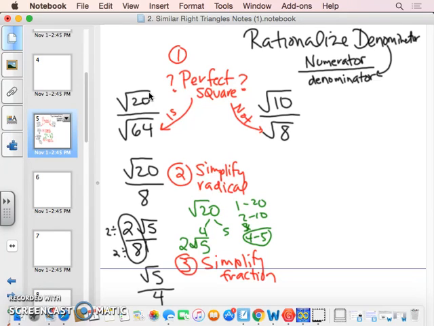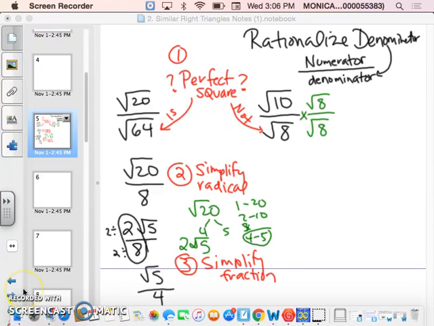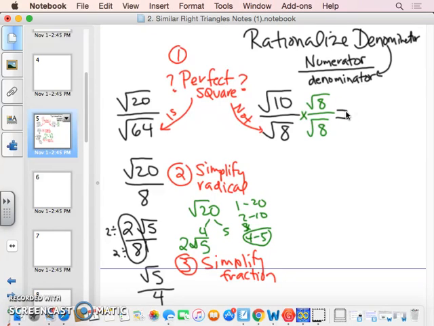Now, if you do not have a perfect square in the denominator, then what you have to do is multiply the top and the bottom by the square root of 8. So then what you end up with is the square root of 10 times the square root of 8, which is the square root of 80, because 10 times 8 is 80, but it stays in the radical.